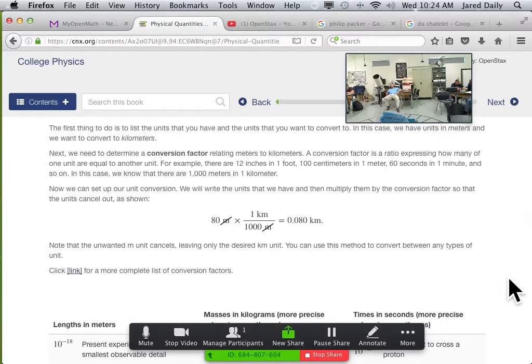Now, let's talk about conversion. This may be reviewed for a lot of you, but let's talk about it anyway. When you're converting from one unit to another, first of all, you have to convert like units. Units that measure length can be converted, but you can't convert a length unit to a mass unit, right? So make sure that your units match when you begin and when you're done.